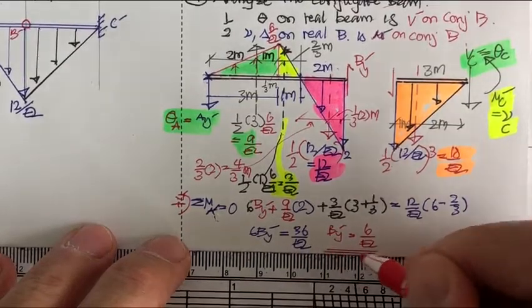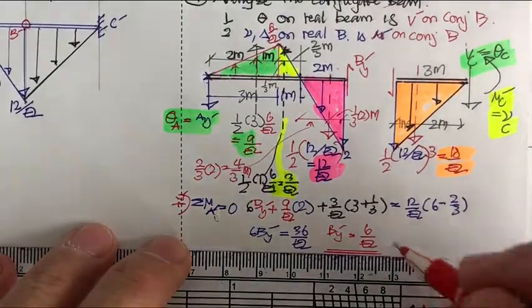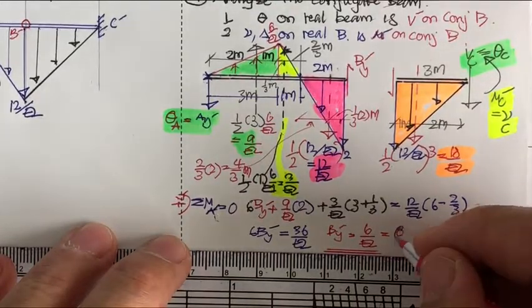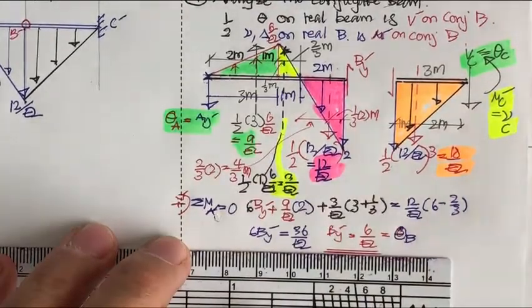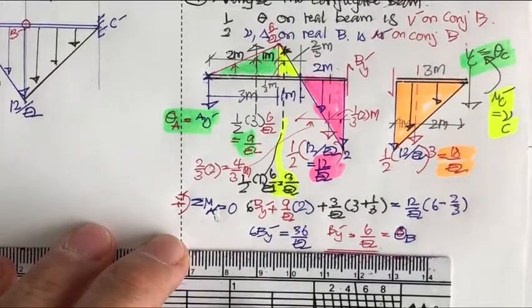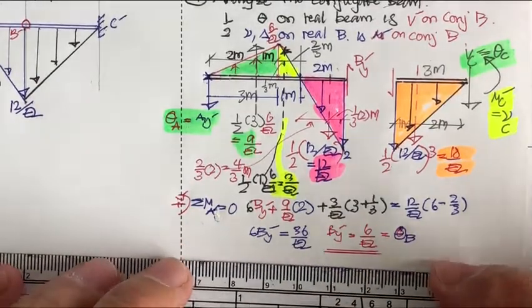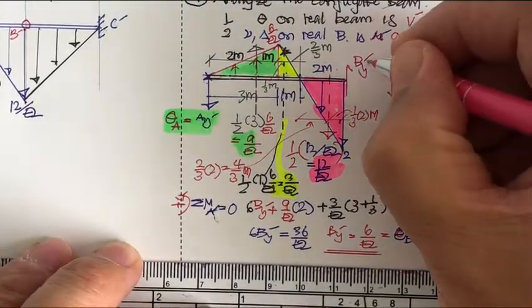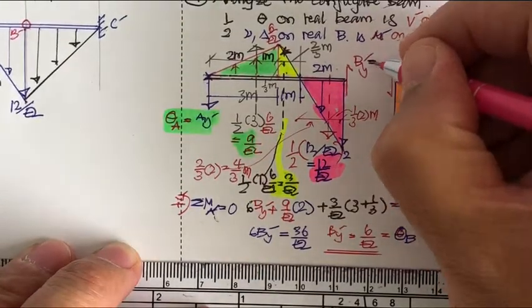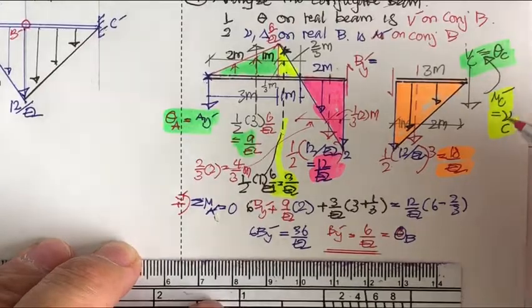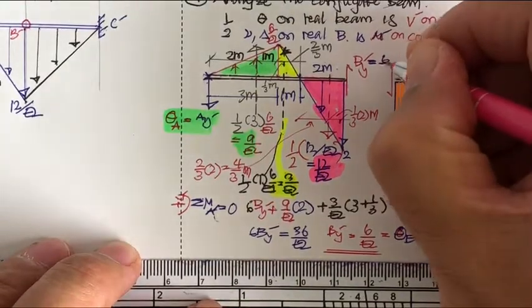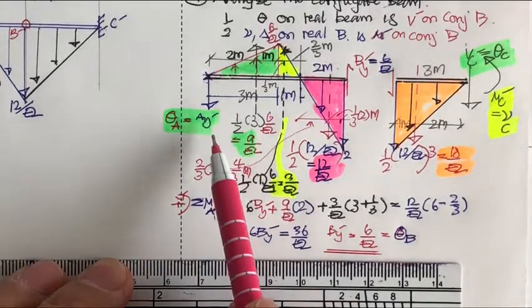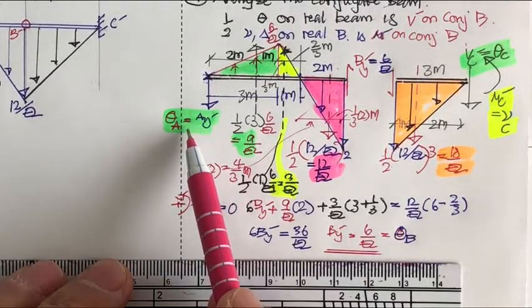Okay, and if you know, this is going to be the zeta sub b. But the problem didn't ask us to determine this, but it's okay. We need to determine it because we got to have this one to determine this two. So this is going to be 6 over EI. And now you get to find the zeta sub A.